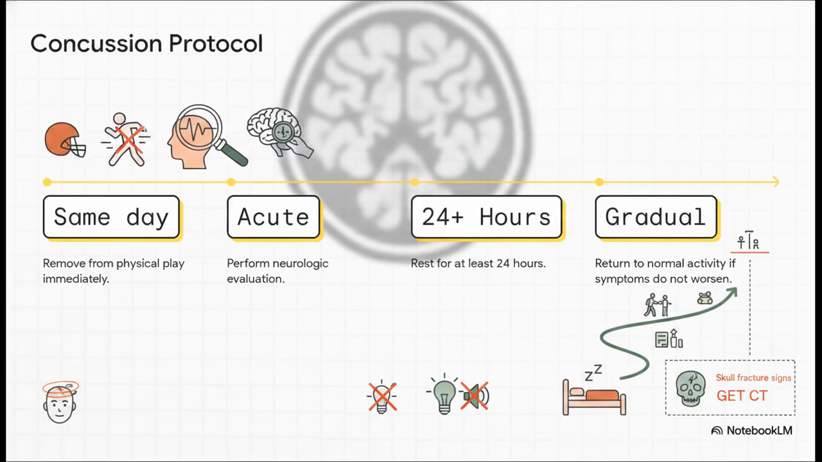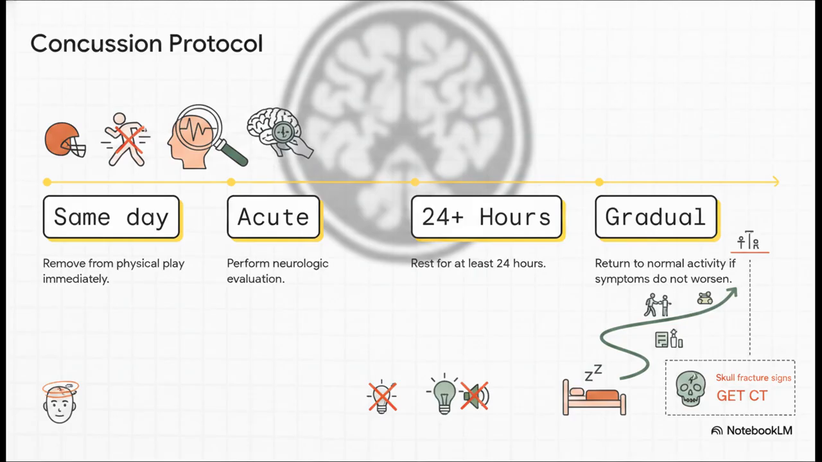The protocol is a super strict timeline: immediate removal from same-day play, followed by a thorough neurologic evaluation, a minimum of 24 hours of total rest, and then a gradual stepwise return to physical and neurocognitive activity, assuming symptoms don't get worse. But be careful here. Atypical signs like focal neurologic deficits, depressed or worsening mental status, or skull fracture signs mean you immediately abandon this protocol and get a CT.